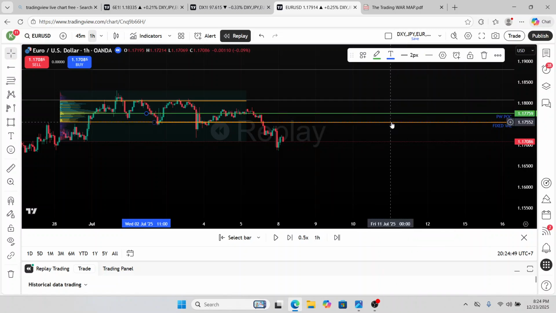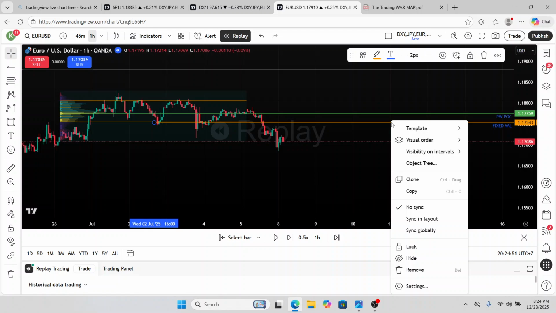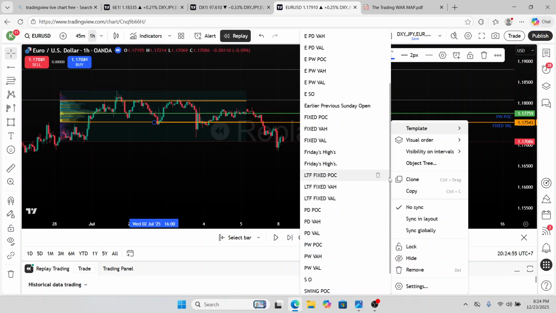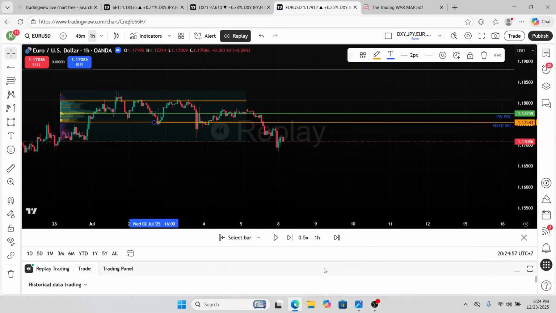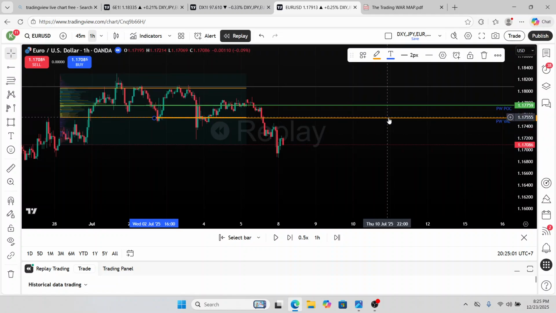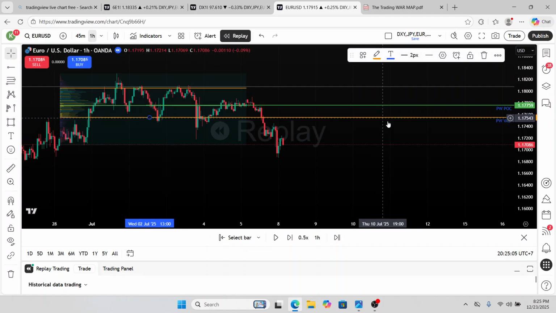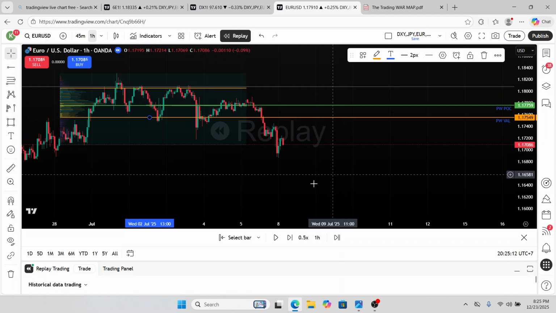Alright. Oh, actually, I apologize, geez. I put my fixed one. I'm so used to putting the fixed value area low, I've forgotten about my previous week value area low. But they are really effective, geez. I will admit I do use fixed ranges more, but under these circumstances, previous week value area low is extremely effective, and I'll explain why.